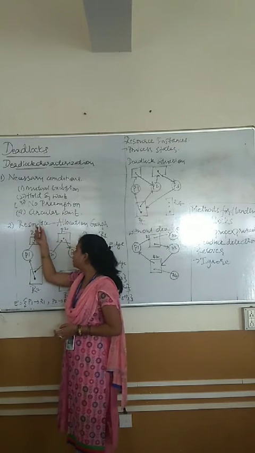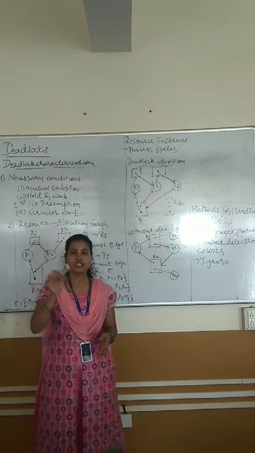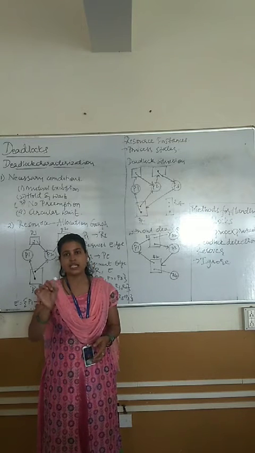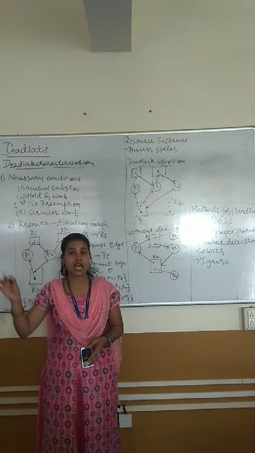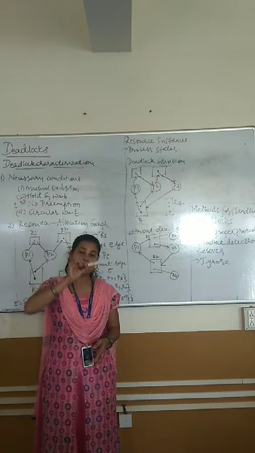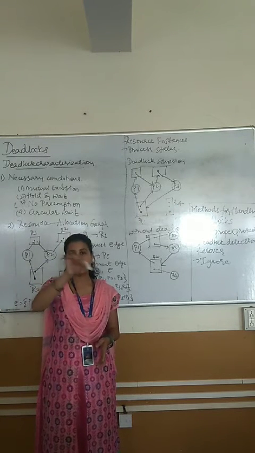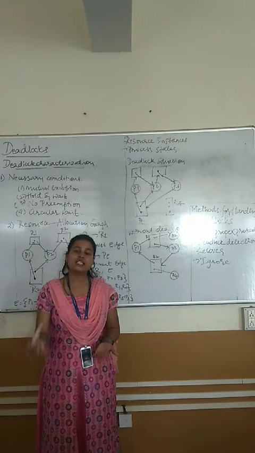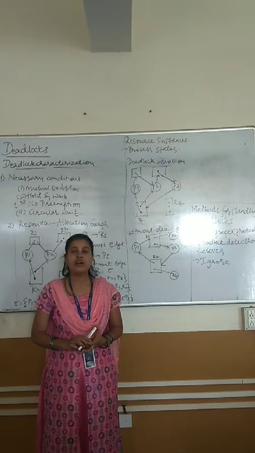The last one is circular wait. What does circular mean? The second is waiting for the third, the third is waiting for the fourth, and similarly the last one is waiting for the resource which is occupied by the first one. This is called circular wait. In this condition also a deadlock is said to occur.